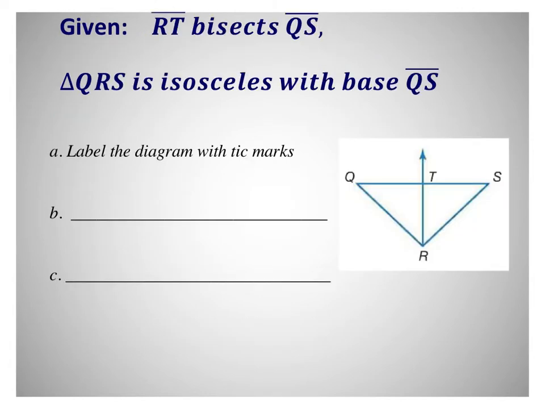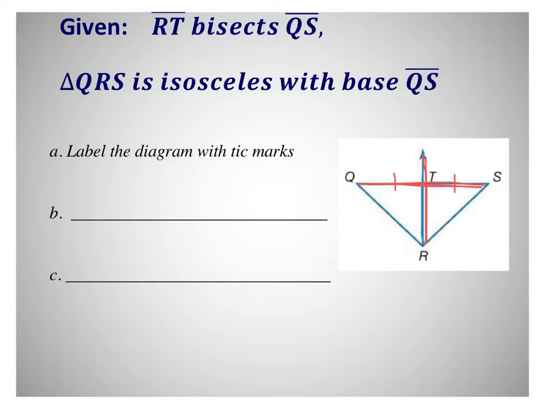Okay, so here we are given some information. They said RT, that ray, bisects QS. So what does that mean? This ray right here, RT, is bisecting QS. Hopefully you're all thinking, okay, well, that splits QS into two equal pieces. That's what bisecting means. So I would add a tick mark here and a tick mark there. That shows we have at least one side congruent so far.